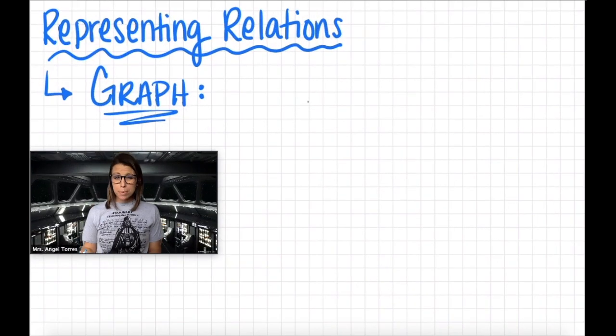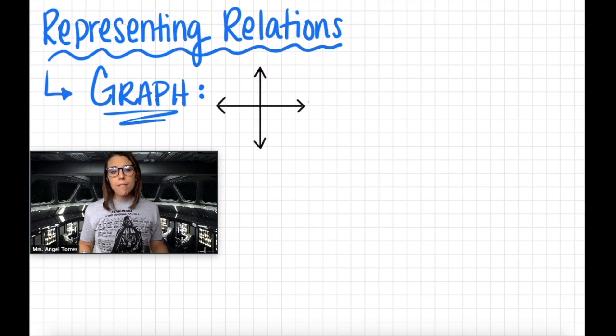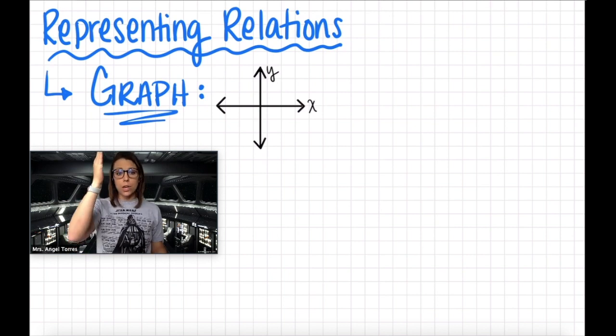The third and probably the most important representation of a relation is in a graph. You're going to see this a lot in algebra. So a graph, as we learned, is really just the intersection of two number lines. The horizontal number line going from left to right is your x value or your x-axis, and the vertical number line going from up to down is your y-axis.